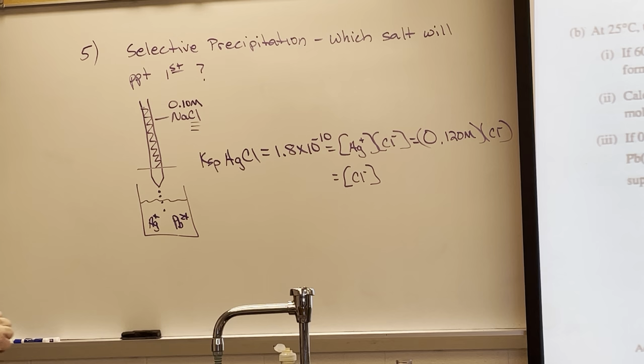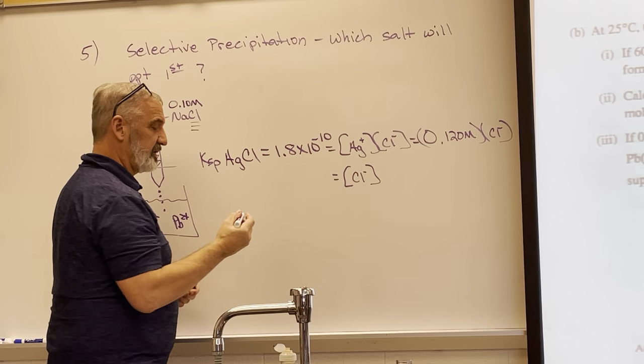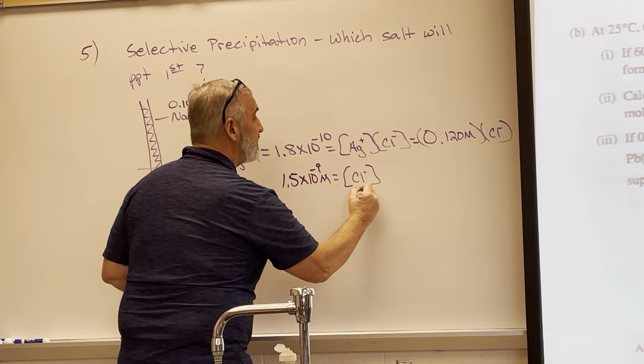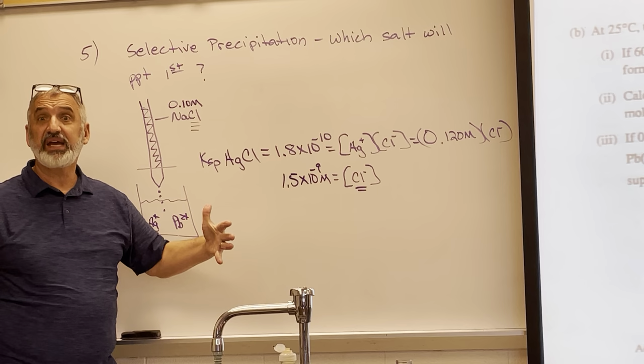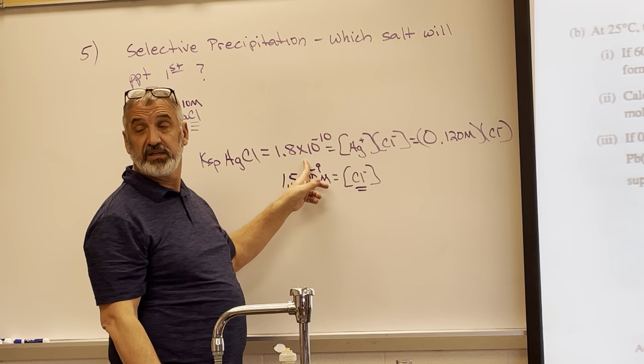Did anybody else do this one? What do I get? 1.5 times 10 to the minus 9. Okay. So as we're dripping it in, once the chloride ion concentration reaches this, the silver is going to begin to precipitate out. Again, that's the whole point of Ksp. This times this cannot exceed this. When it does, anything over that is going to precipitate.